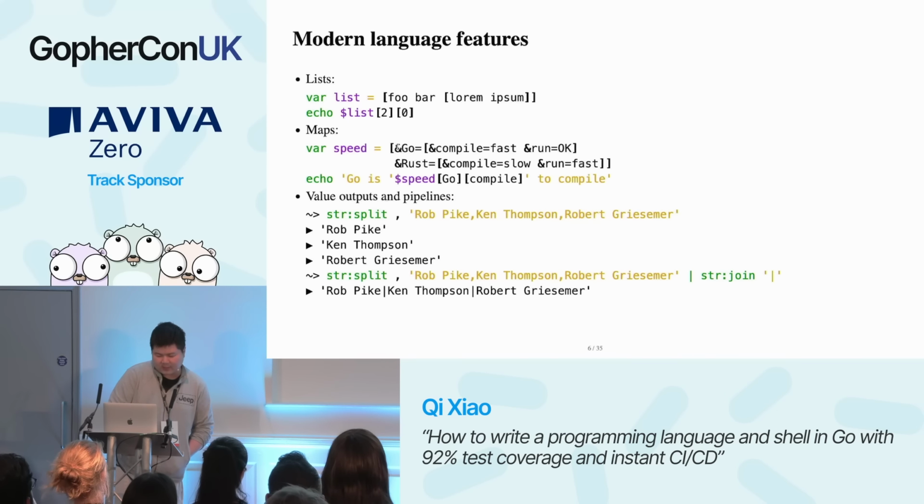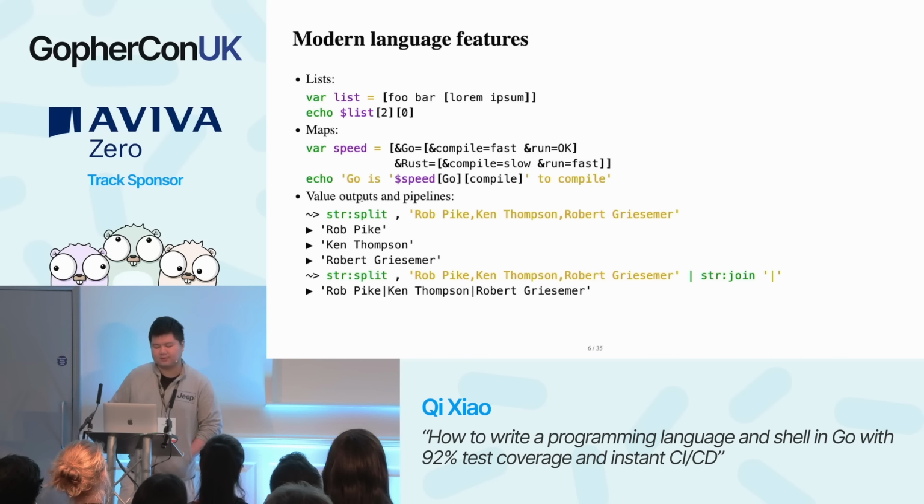This weird syntax here is key-value pairs. It looks like HTTP query parameters. This defines an ultra map: the keys are Go and Rust, and the values are also maps themselves, with two keys, compile and run. I'm trying to capture the speed characteristics of different programming languages here. You can use indexing to first access the Go key, and then access the compile key. This does what you would expect in other modern languages, I suppose.